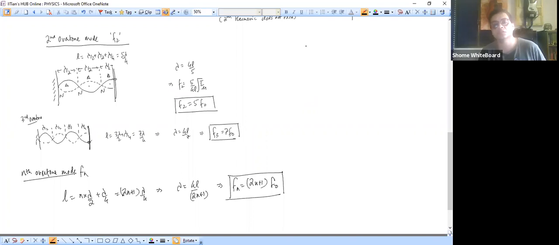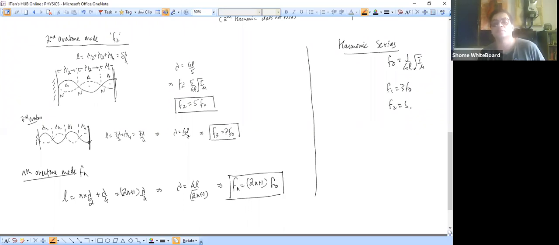So this is a harmonic series where f naught is 1 by 4L square root T by mu. F1 is 3 f naught. F2 is 5 f naught. F3 is 7 f naught. F4 is 9 f naught. And like that, the nth overtone is the 2n plus 1th harmonic.